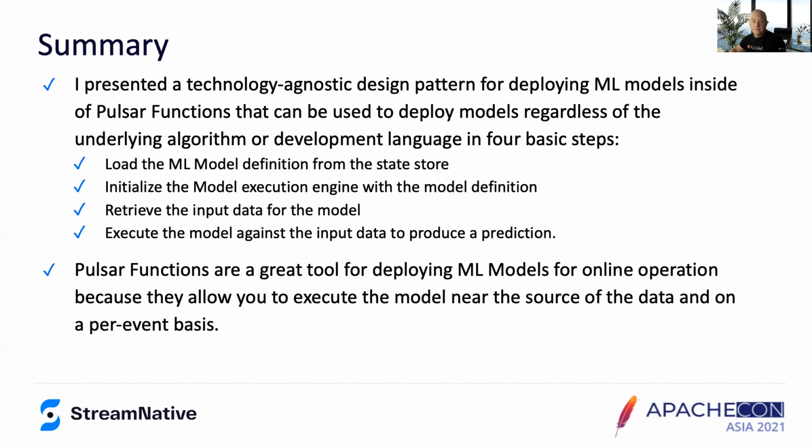You can retrieve the input data for the model using Pulsar functions as a separate pipeline, preferably from a feature store, so you can do real time or near real time lookups. And then you transcribe that data into a feature vector, and you execute the model against those values. So they're a great tool for online operation because they allow you to execute those models near the source as the data is coming in on a per event basis. So when the food order comes in, you can retrieve that data quickly from the feature store, feed it to the model that's been trained with real data, and boom, get a very accurate prediction, and then feed it back to the customer and say, okay, it's going to be 23 minutes until you get your order.